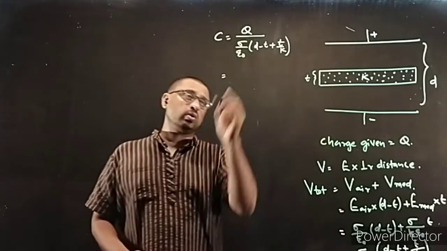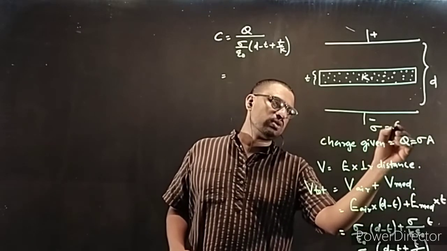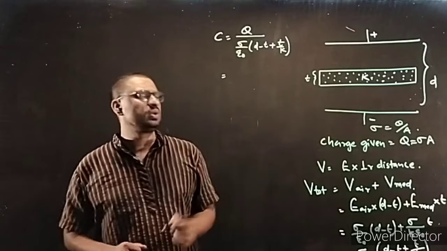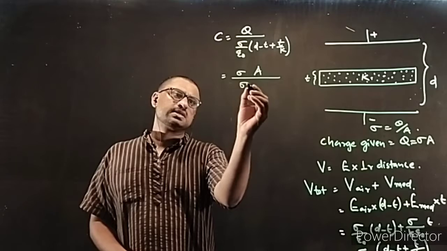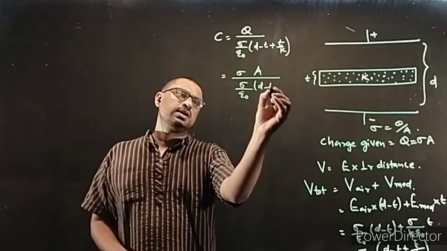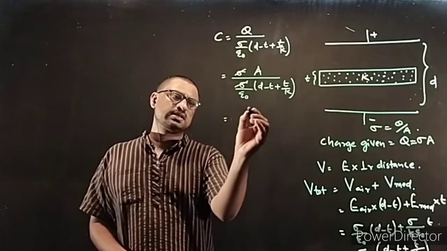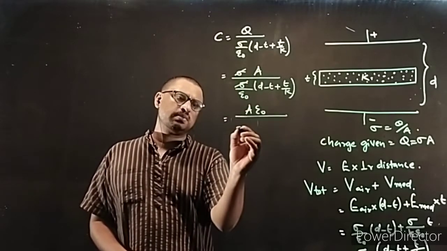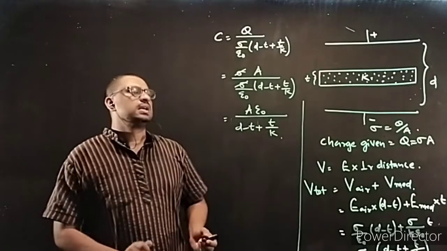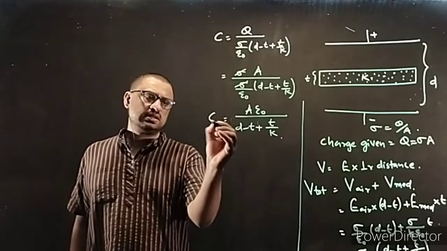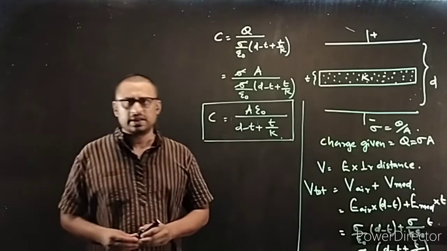Now you know Q is nothing but sigma A. Why? Sigma is equal to Q by A, so Q equals sigma A. So sigma A divided by sigma by epsilon 0 into D minus T plus T by K. This sigma will be cancelled. It will be A epsilon 0 divided by D minus T plus T by K. This is the expression for the capacity of a parallel plate capacitor with a dielectric slab between the plates.